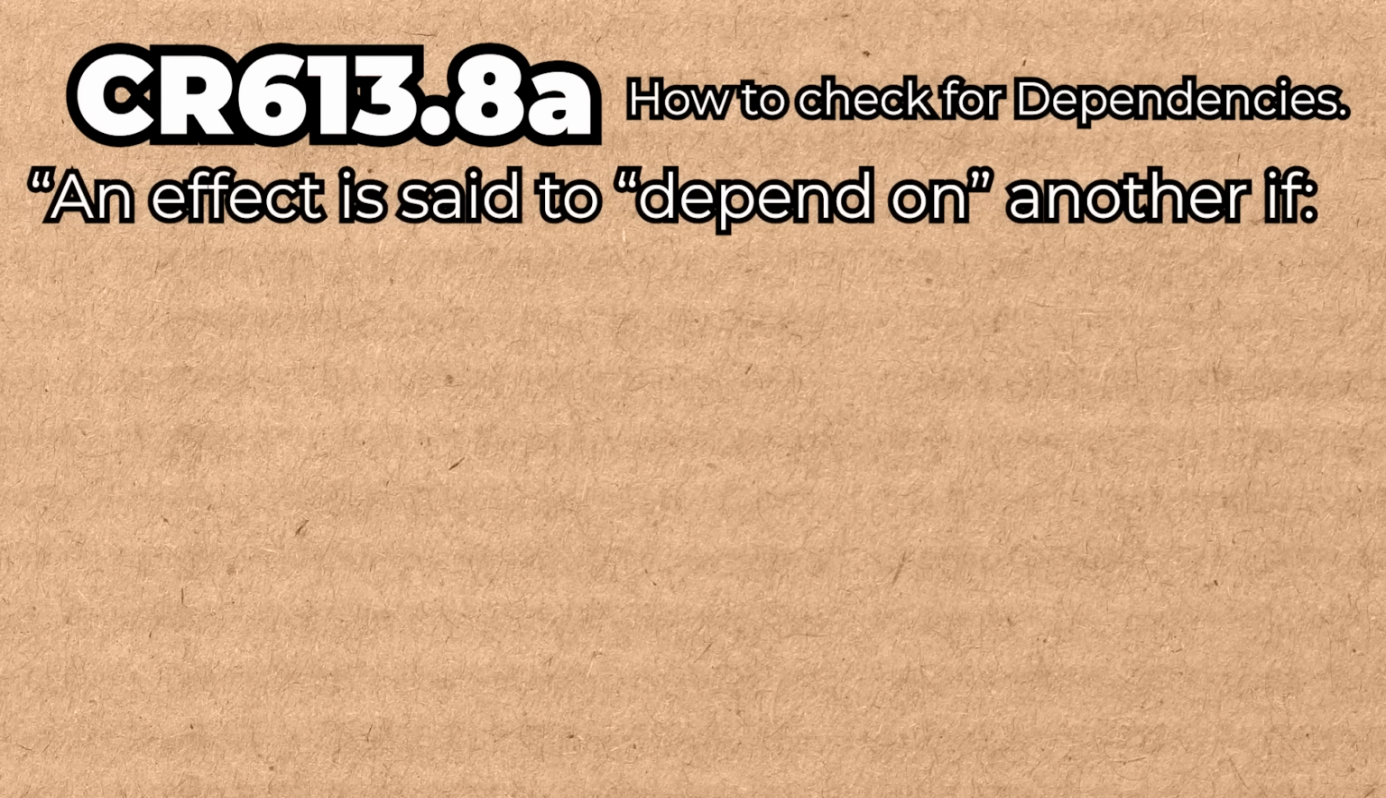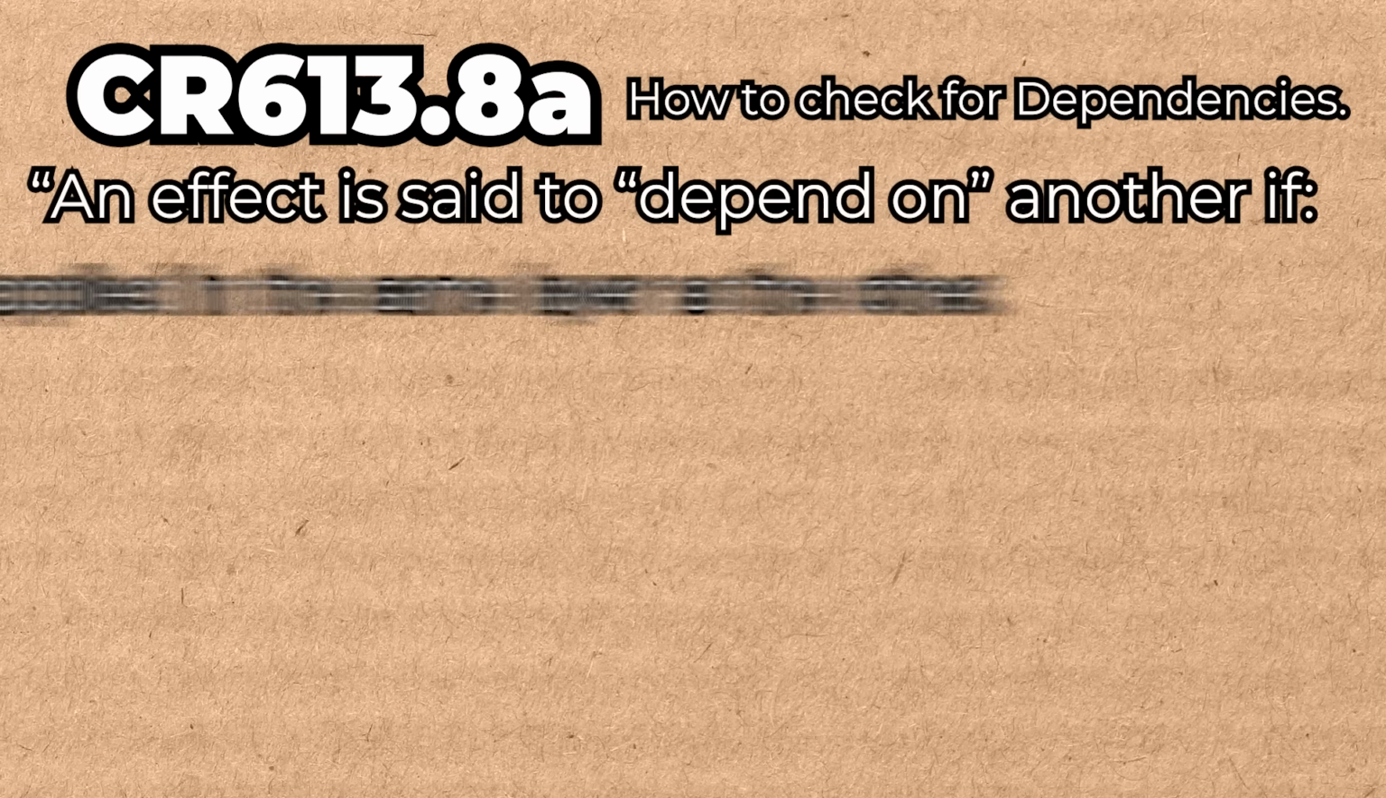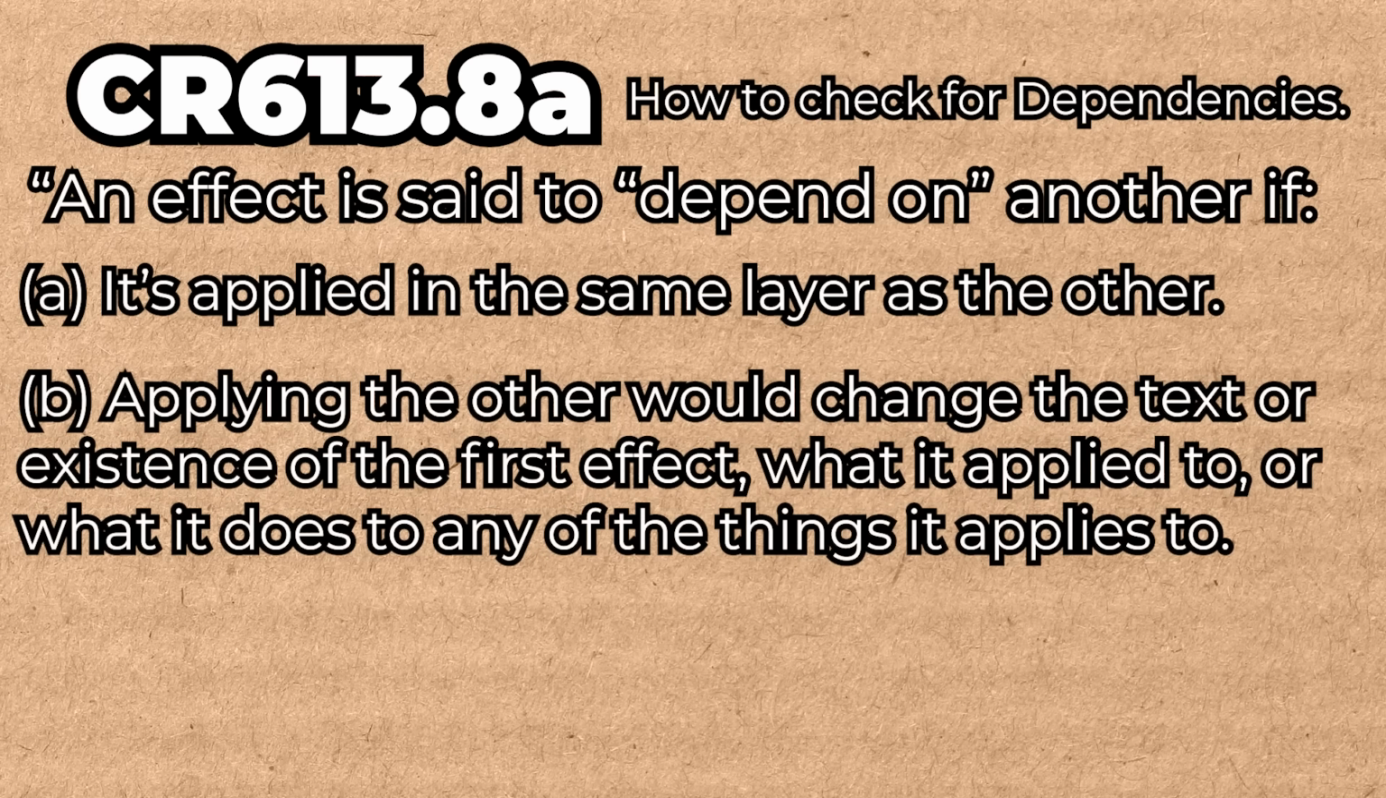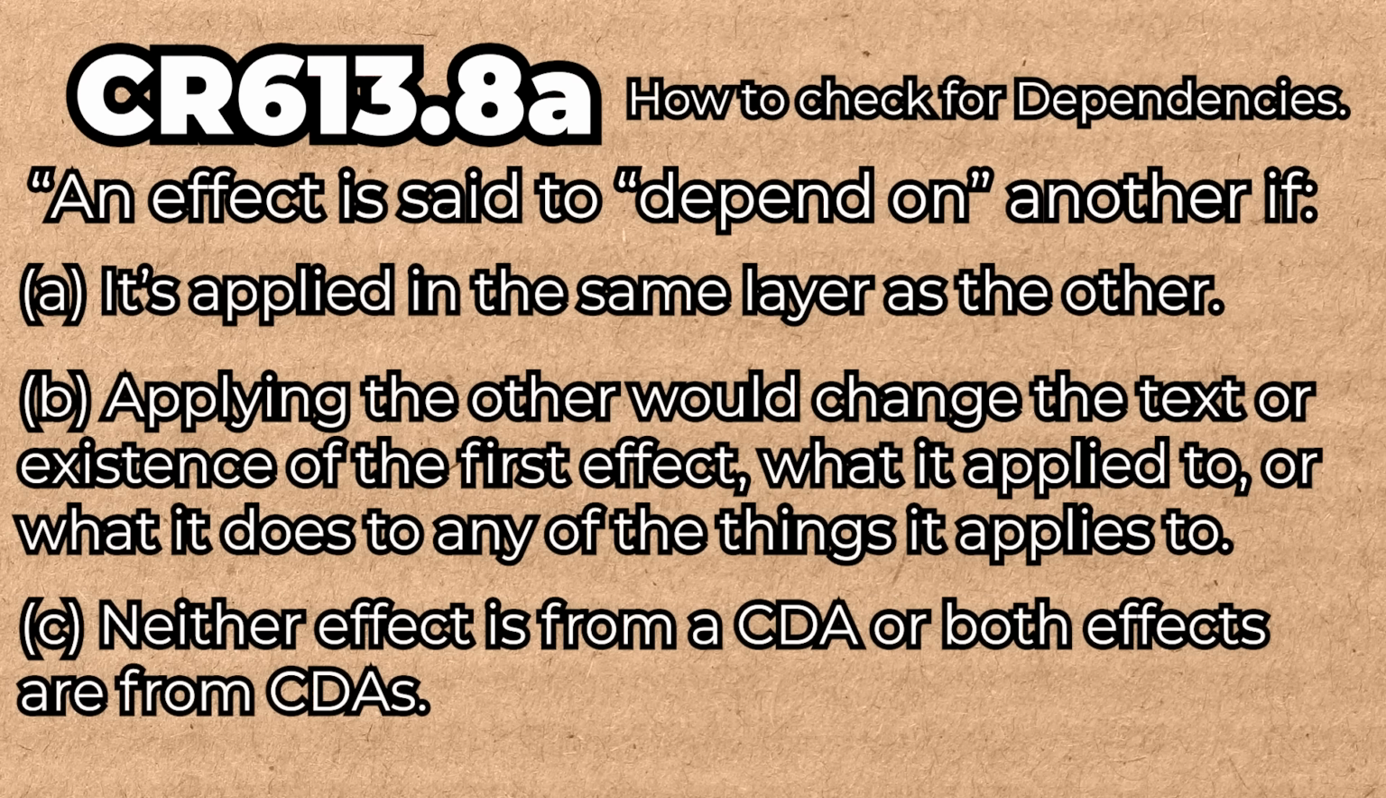An effect is said to depend on another if A, it's applied in the same layer, and if applicable, sublayer, as the other effect; B, applying the other would change the text or the existence of the first effect, what it applies to, or what it does to any of the things it applies to; and C, neither effect is from a characteristic-defining ability, or both effects are from characteristic-defining abilities.